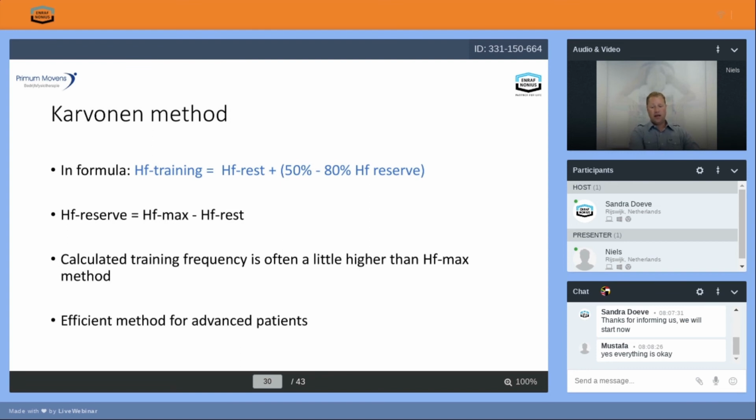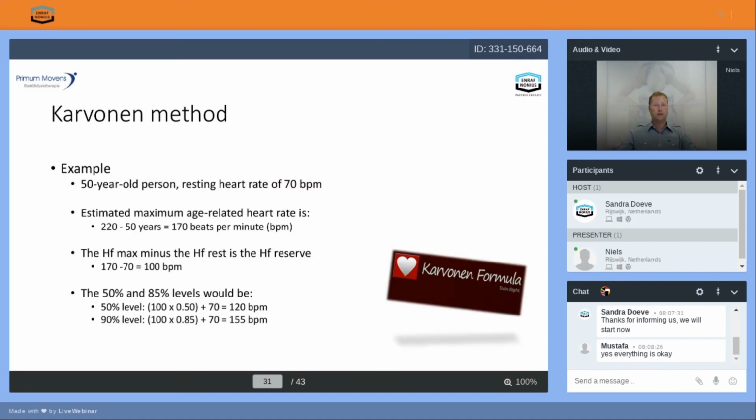When they have improved in time, you can change to a Karvonen method, because then you can work on a little bit higher levels, which means that your training will be a bit more effective. A calculating example for the Karvonen method: the same 50-year-old person who has a resting heart rate of 50 beats per minute. Well, the estimated maximum age heart rate is 220 minus 50, the same 170 beats per minute.